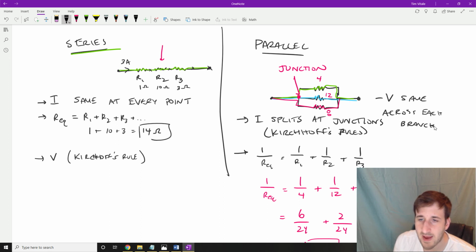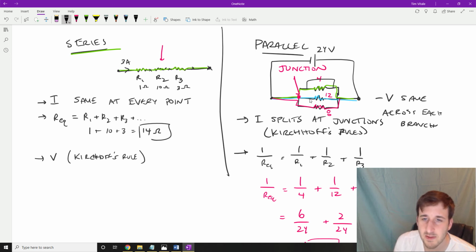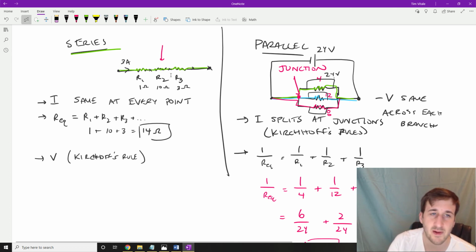So what I mean by that is, let's say that this is connected to a battery, like that. Let's say this battery is 24 volts. That means that across each one of these is 24 volts. And you can memorize that. That's something that's true for every parallel branch. The voltage is the same across each one. All right. So those are some tips for series and parallel.